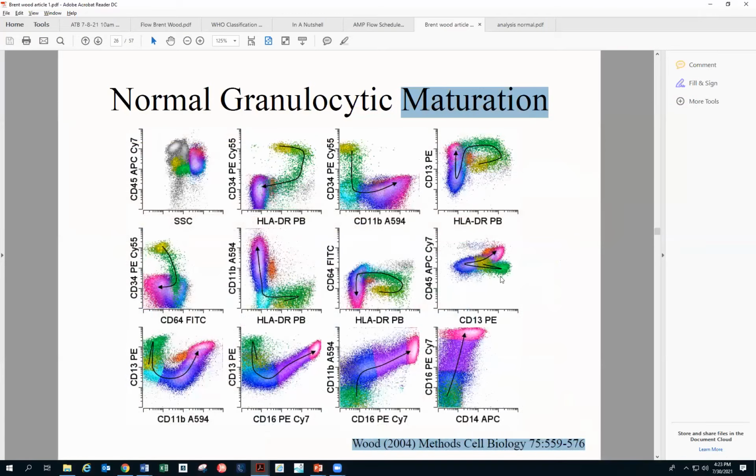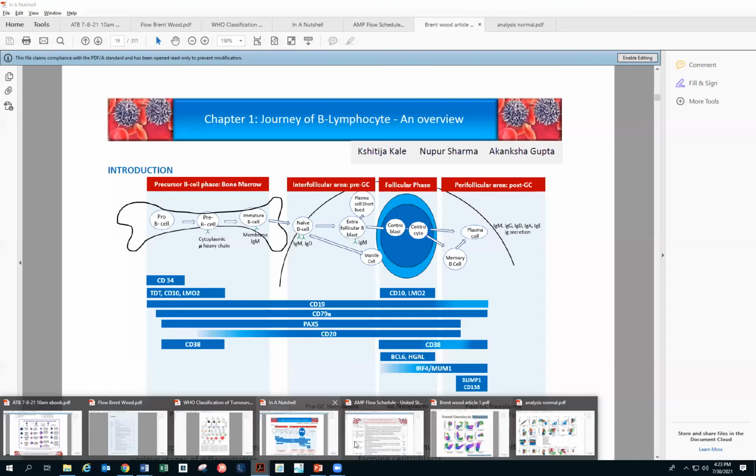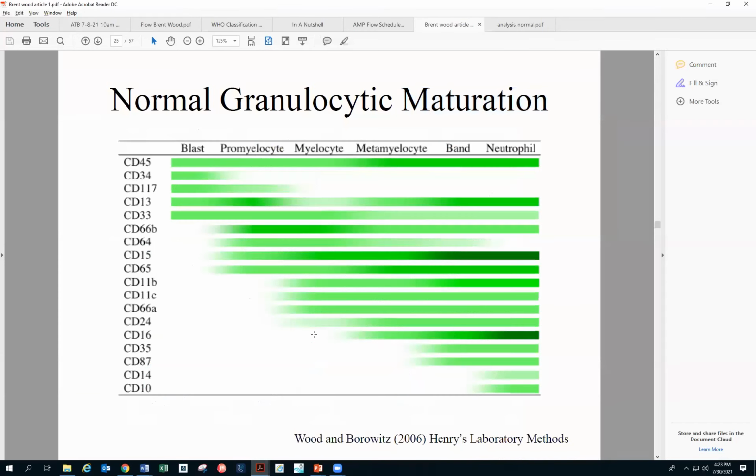Okay, all right, good. So let's see what was the next that I was going to show you. Yeah, so we can go through quickly the granulocytic and monocytic maturation because we are talking about the myeloid series here. So let's see the individual antigens again. This is a wonderful representation by Brentwood, and I wish I would be able to make this in my book, but ultimately we were not able to do that. Maybe we'll make it in our flow book.